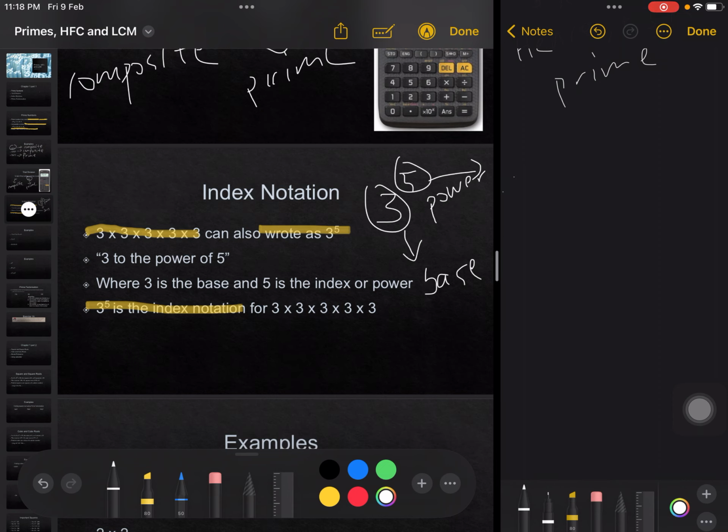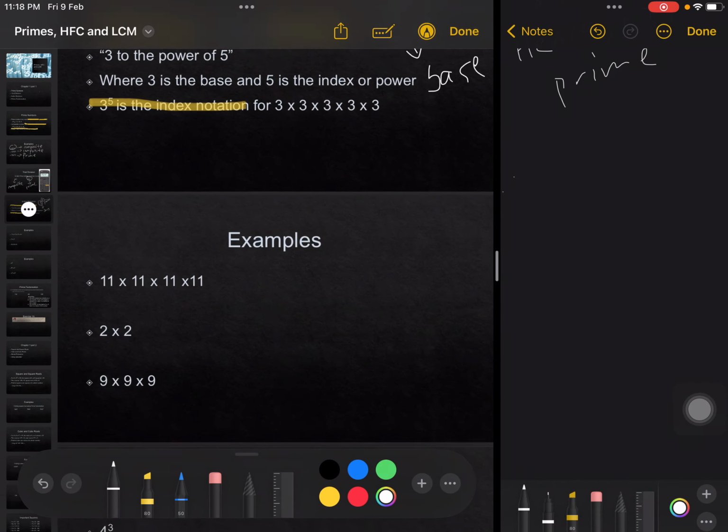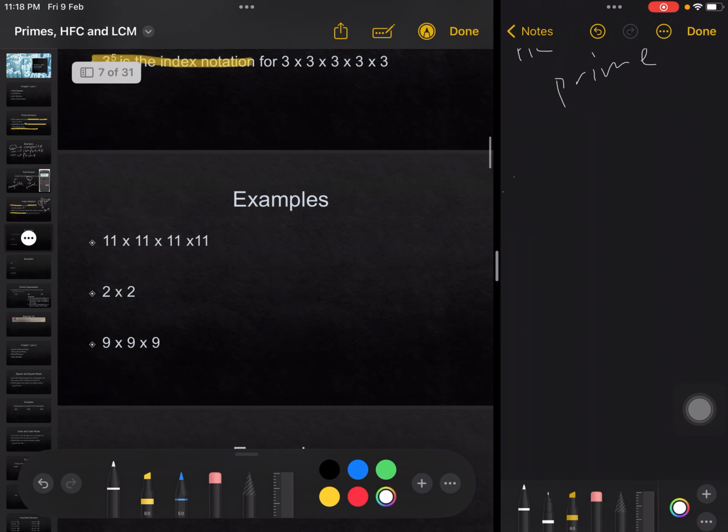Okay, so write down the index notation for the examples below. This will be 11 times 11 times 11 times 11, so it will be 11 to the power of 4, as it is 11 times itself 4 times. This will be 2 to the power 2. This will be 9 to the power 3. Okay, so these are index notations.